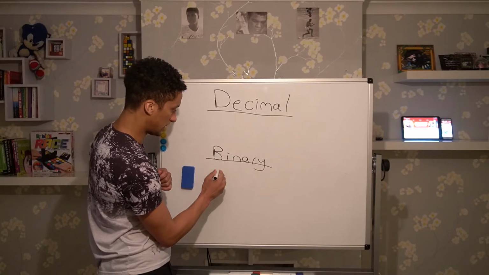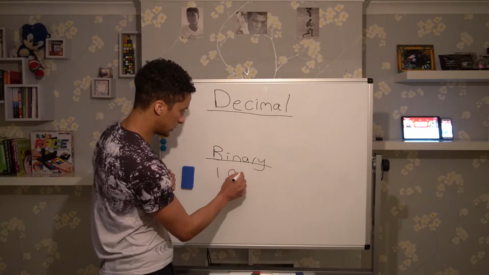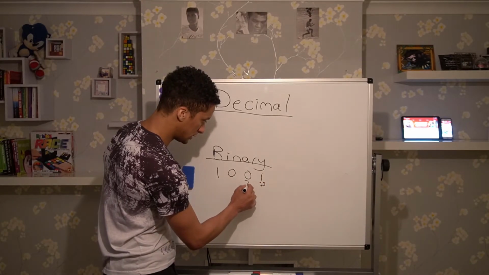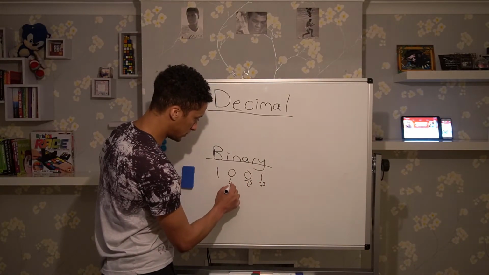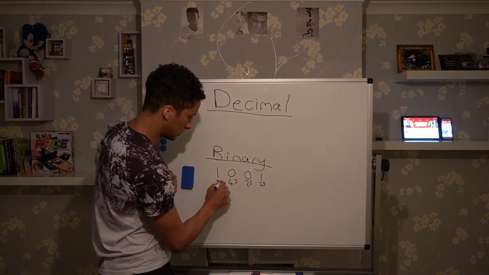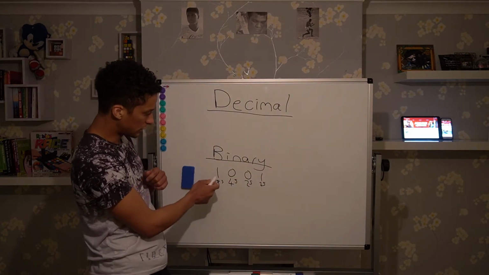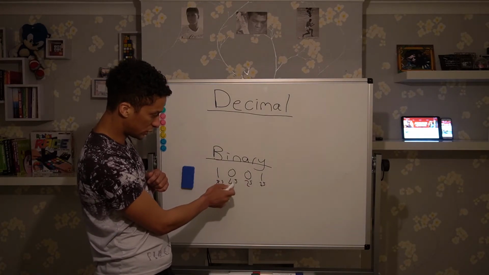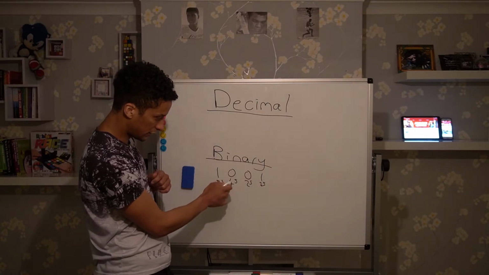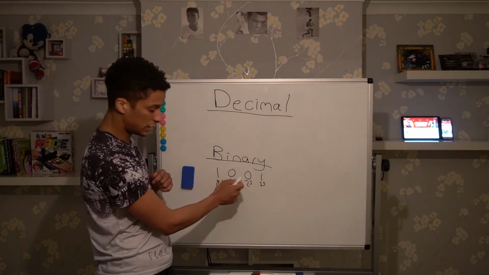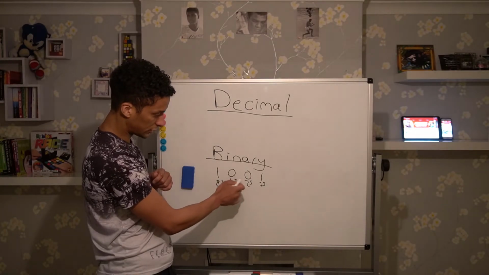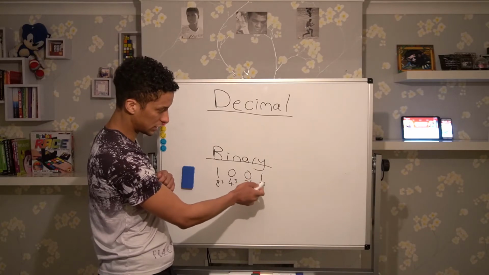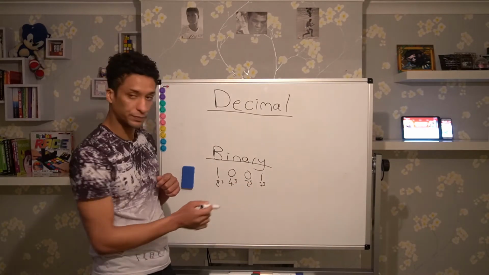So if I was to write, let's say, 1, 0, 0, 1. Now, we know this is the 1's column, this is the 2's column, this is the 4's column, and this is the 8's column because it doubles each time. So the 8's column is double the column to its right, so it's 2 times 4. The 4's column is double the column to its right, so that's 2 times 2. And the 2's column is double the column to its right, which is 2 times 1.